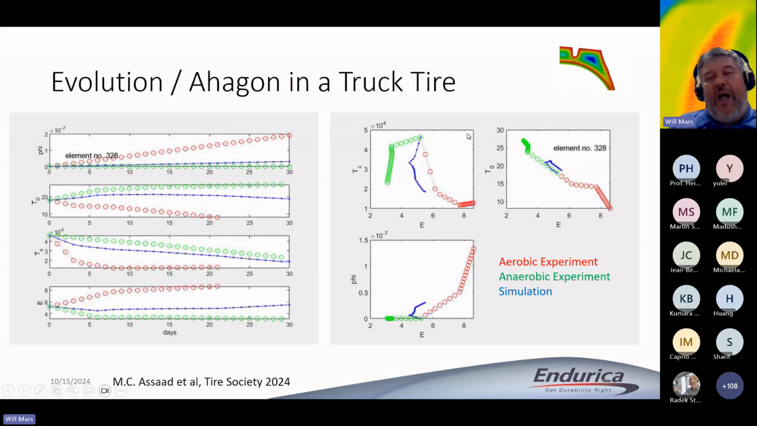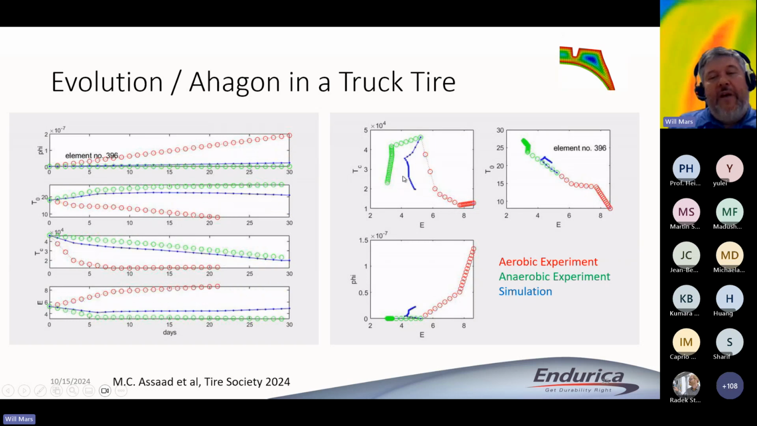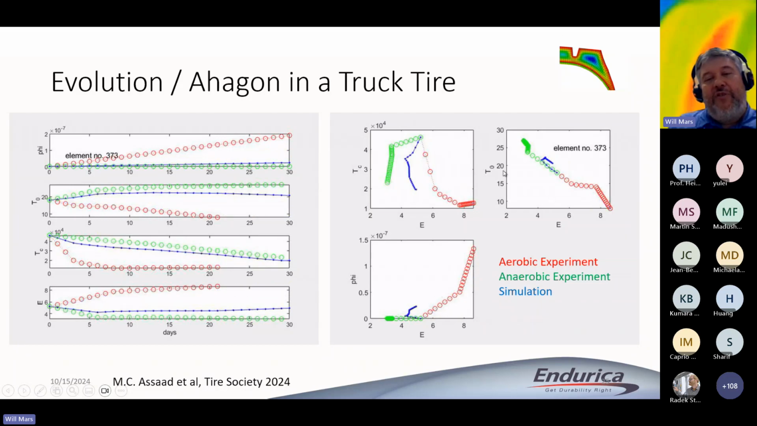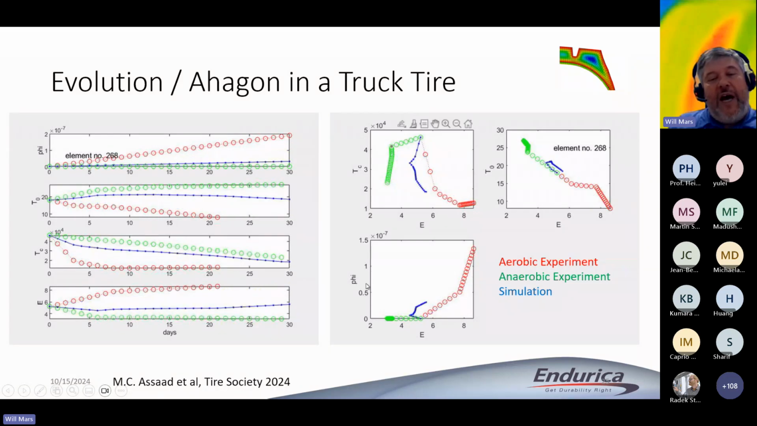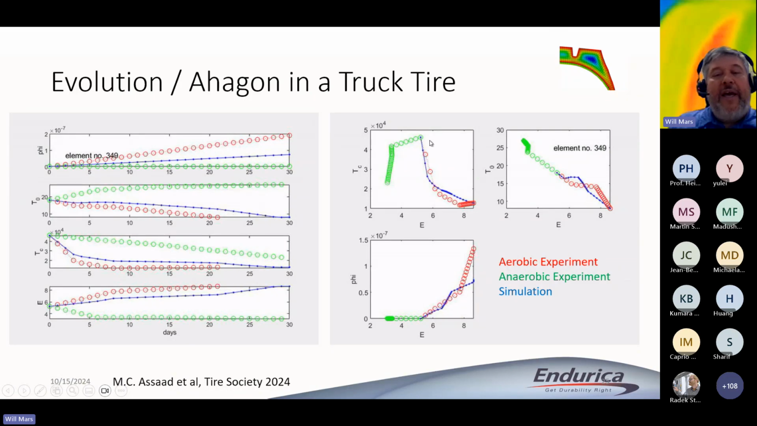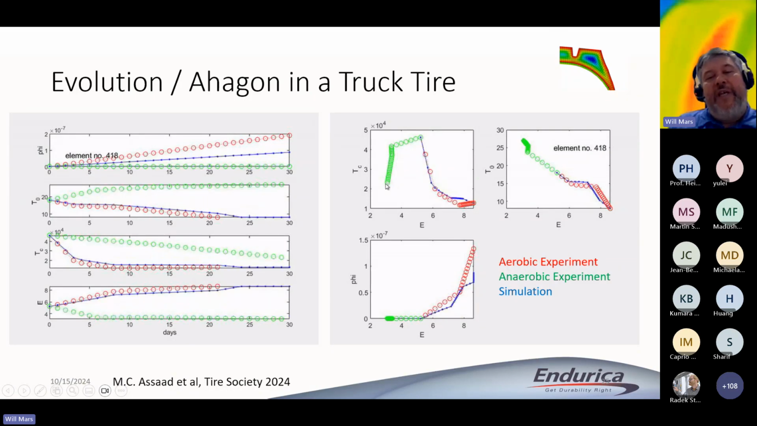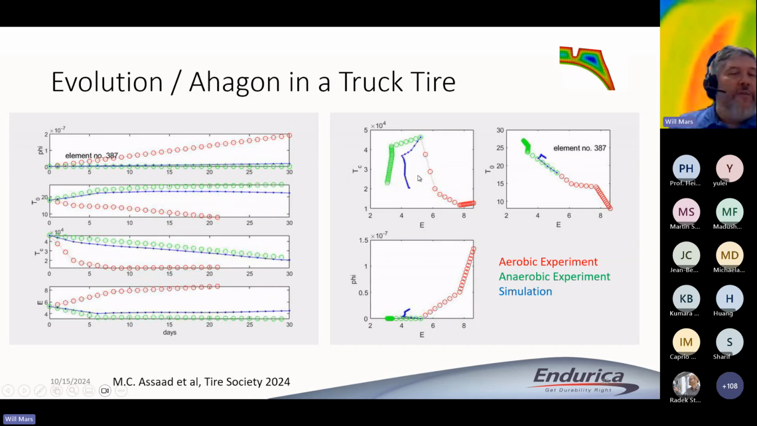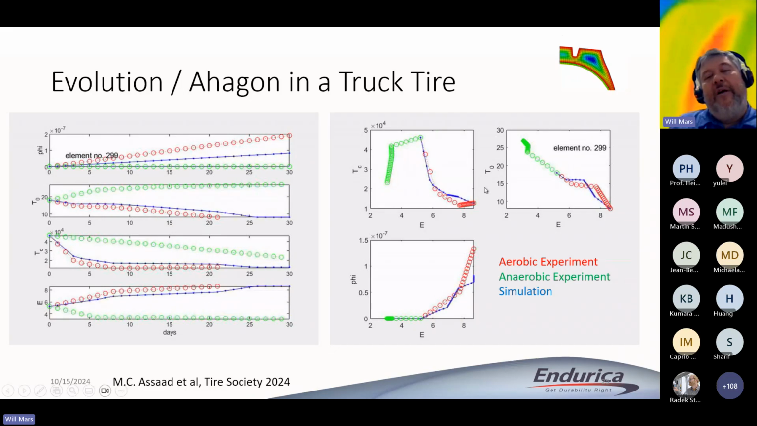On the right, I've plotted the Ahagon chart. So you're looking at stiffness versus tear strength, stiffness versus intrinsic strength, stiffness versus oxygen concentration. Again, the red is the aerobic, the green is the anaerobic, and the blue is the actual, individual element. There's, like I said, a couple hundred here.